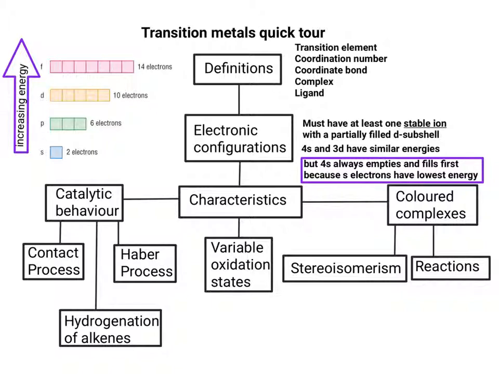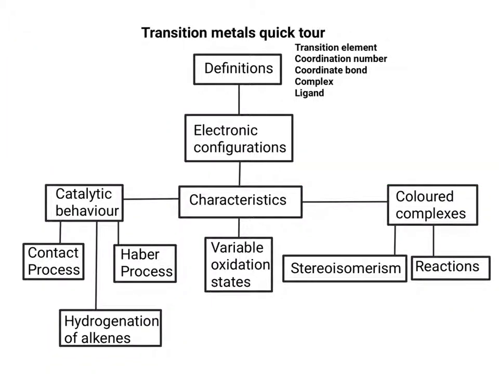So let's now move on to the characteristics of transition metals. We've got three. We've got catalytic behaviour, we've got variable oxidation states, and we've got the formation of coloured complexes. So let's start with catalytic behaviour.